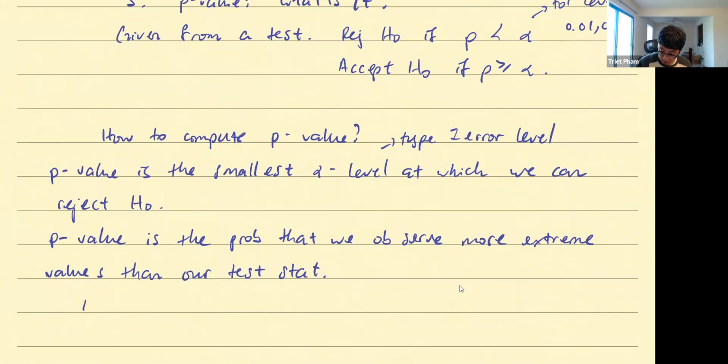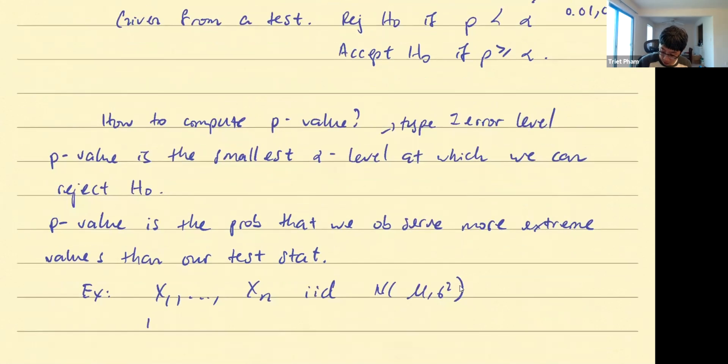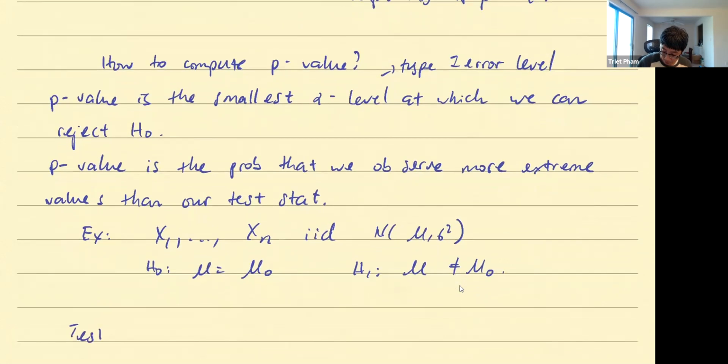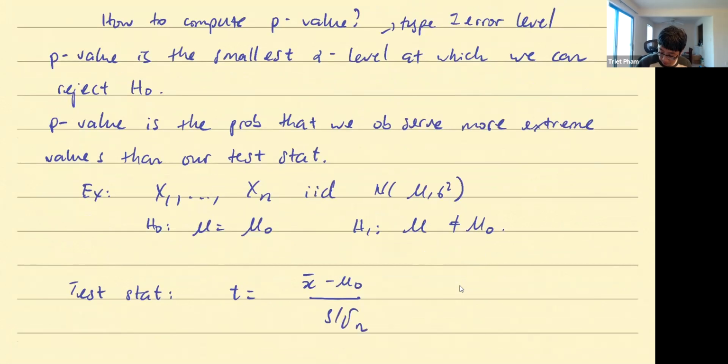For example, let's take a look at this one: X1 up to Xn, IID, normal mu sigma squared. The null is mu equal to mu 0. The alternative, mu not equal to mu 0. The test statistic is this little t right here, which is X bar minus mu naught divided by s over root n, absolute value. Actually, let me throw away the absolute value like this. This is our test statistic.